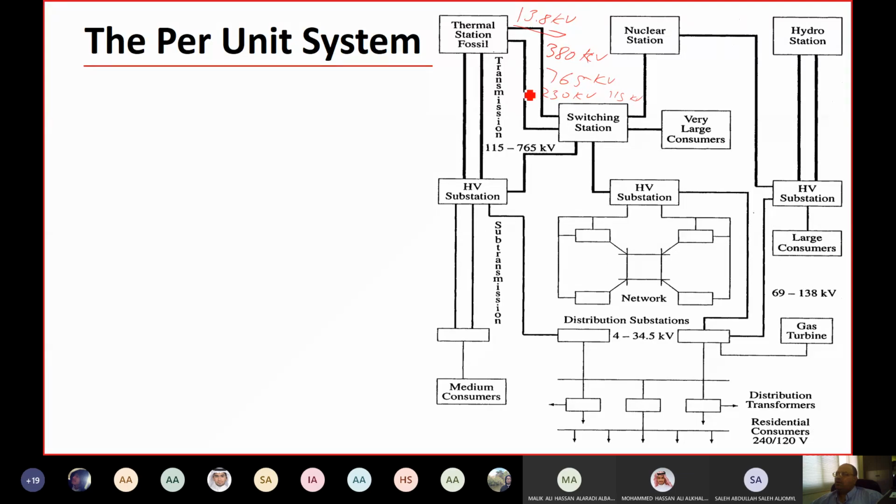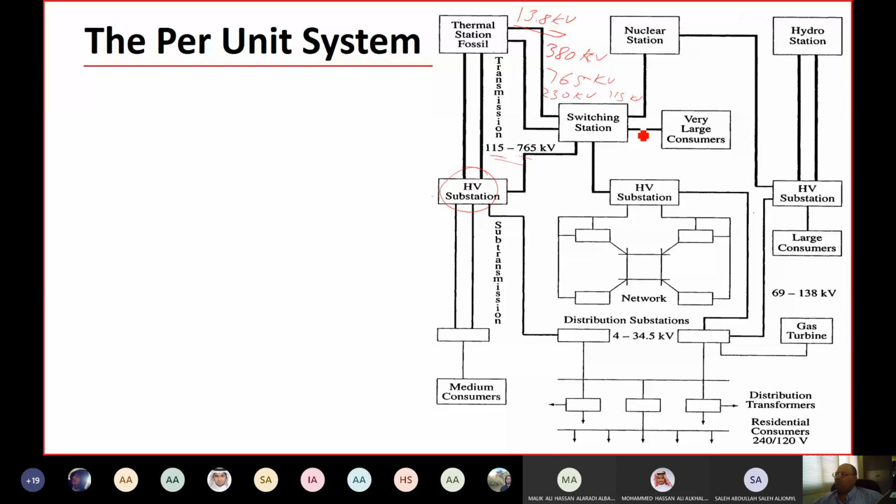115 kilovolt, or 132 in central. All these are standard limits for transmission. So we need to have a high voltage substation to increase from 13.8 to 115, or even 765 kilovolt. You have here switching, very large consumers.